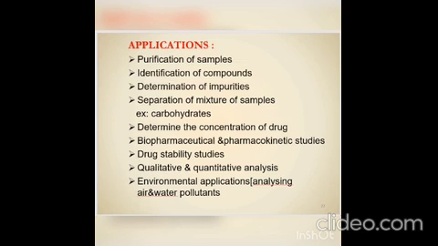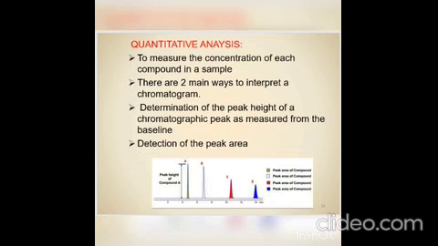Then next, quantitative analysis, for example, to measure the concentration of each compound in a sample. Quantitative means we are going to quantify the sample. There are two ways to quantify the sample in a chromatogram. First is the height of the peak. Based on the height of the peak, we quantify the sample, and next the area of the peak. Based on the area of the peak, we quantify the sample.